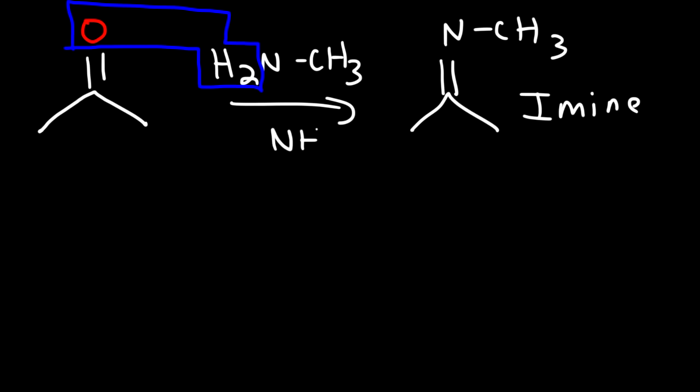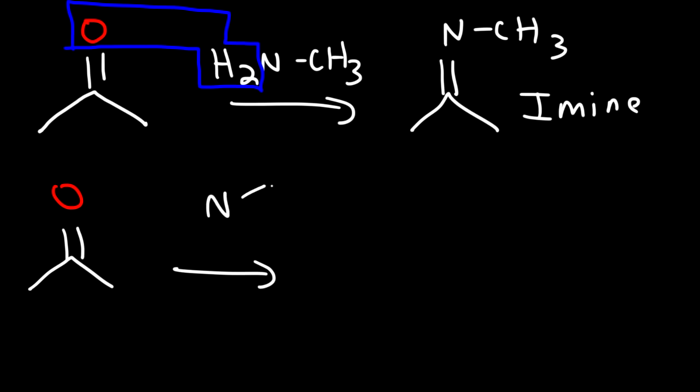If you react it with ammonia, you'll also get an imine. The key is that there has to be two or more hydrogen atoms on the nitrogen atom to get an imine. If you have one hydrogen on the nitrogen, let's say if you react the ketone with a secondary amine, you're going to get something else. So here is a secondary amine. Let's use a different ketone this time.